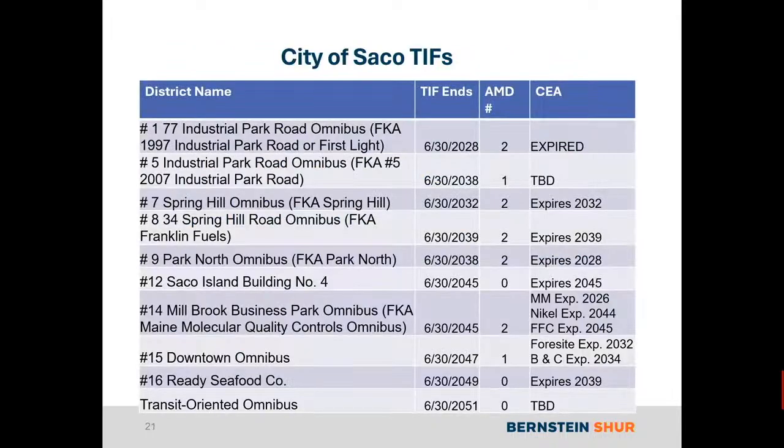This was a slide just to pull together your existing TIFs. And you'll see that of your TIFs, you have credit enhancement agreements with all but two. You had one with the first one that expired. That was a 5-year credit enhancement agreement. So that expired, but you're continuing to TIF that area, the Industrial Park Road. It's an omnibus district, so that means you have the authority to enter into credit enhancement agreements in the future without going back to DECD for further approval. So I just thought this would be an interesting snapshot for you to have.